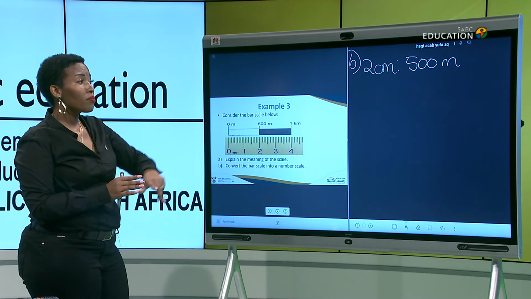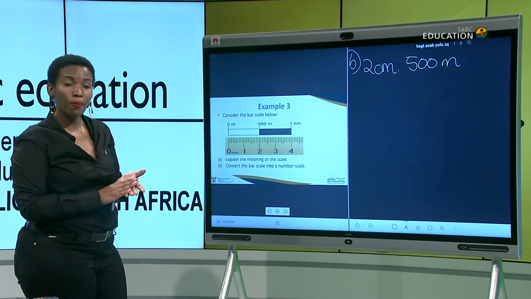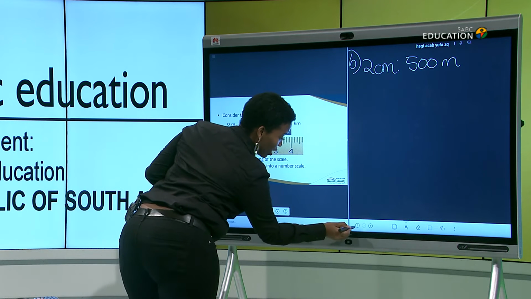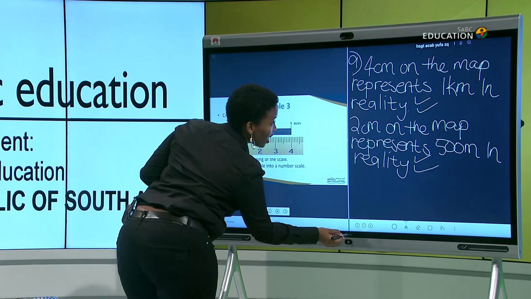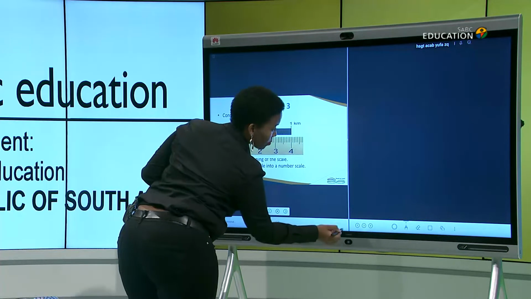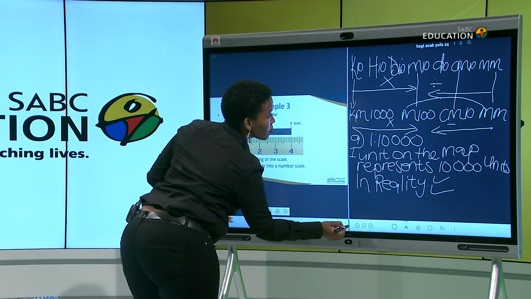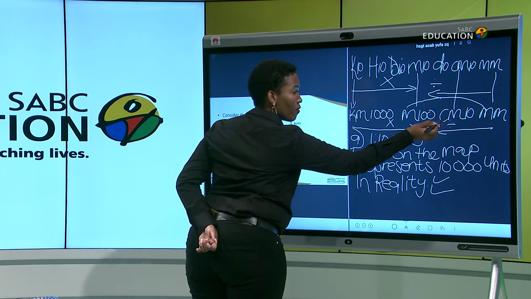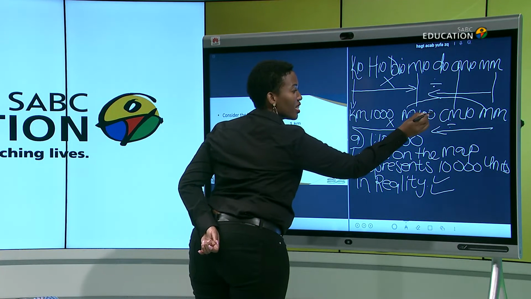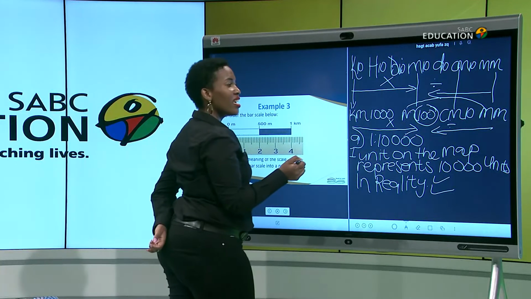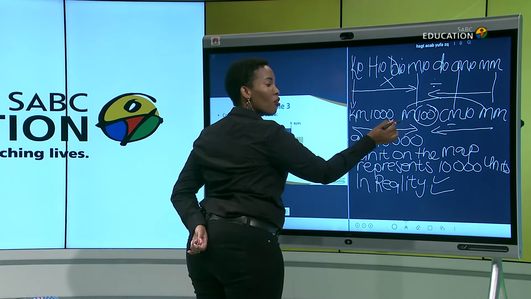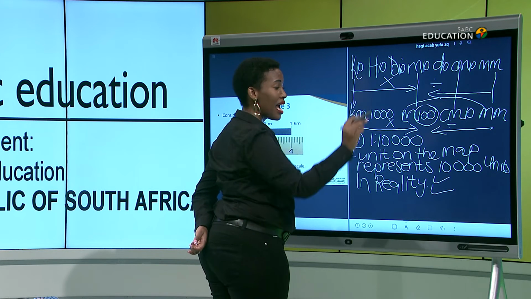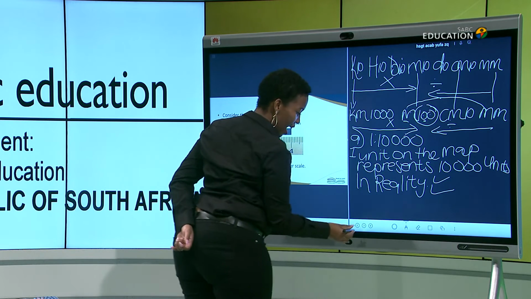So remember again, I'm taking you back to your King Henry. When you convert from meters to centimeters, what do we do? Let us quickly recap and help one another. Yes, sorry. We are converting from meters to centimeters. So it means we are going to multiply. And we multiply by how much? By 100.